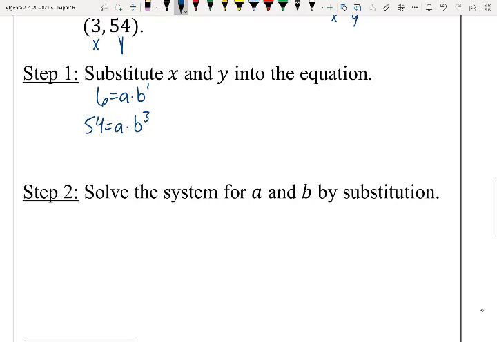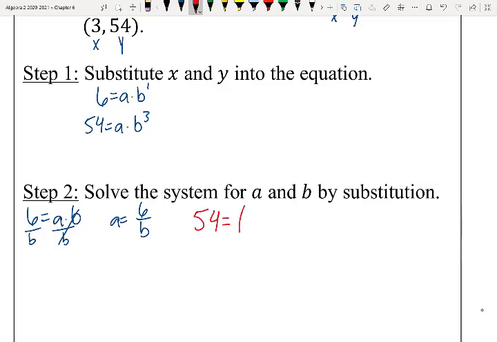If I solve my top equation, which is 6 equals a times b to the first power, which is a times b, for a, I would divide by b on both sides, and I get that a is 6 over b. If I now substitute that in for a in my bottom equation, which I'm going to switch to red for this, my new equation would be 54 equals 6 over b times b cubed. And now I have a single equation that just has b involved. So I should be able to solve that one without much of an issue.